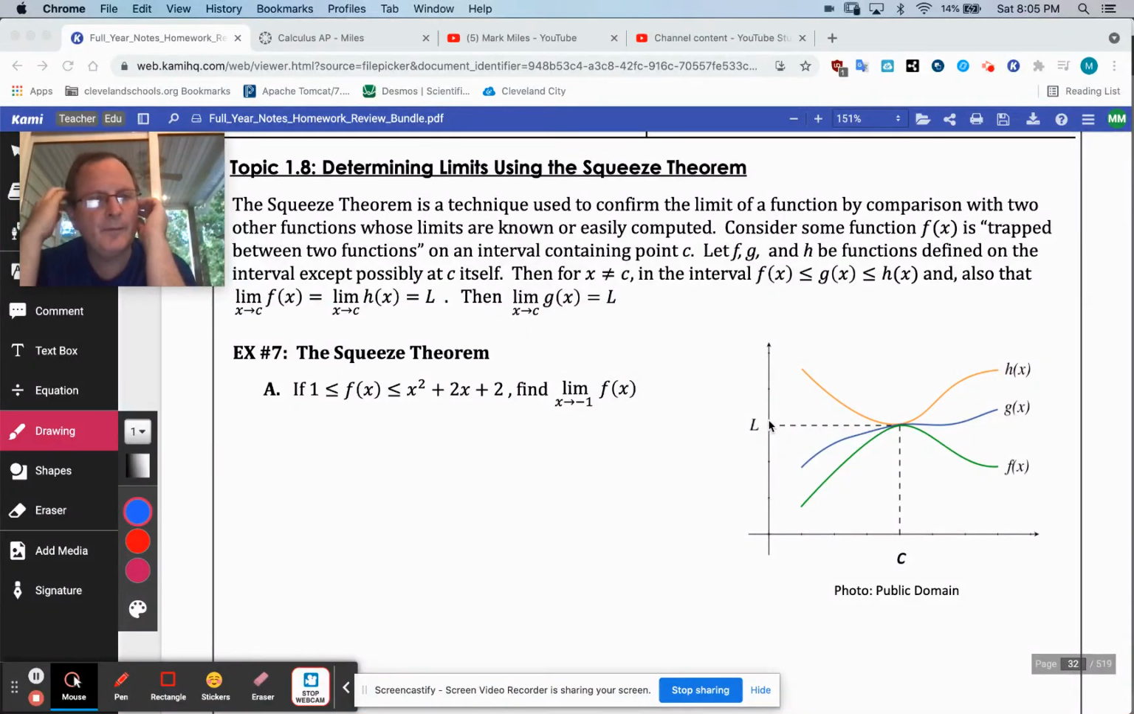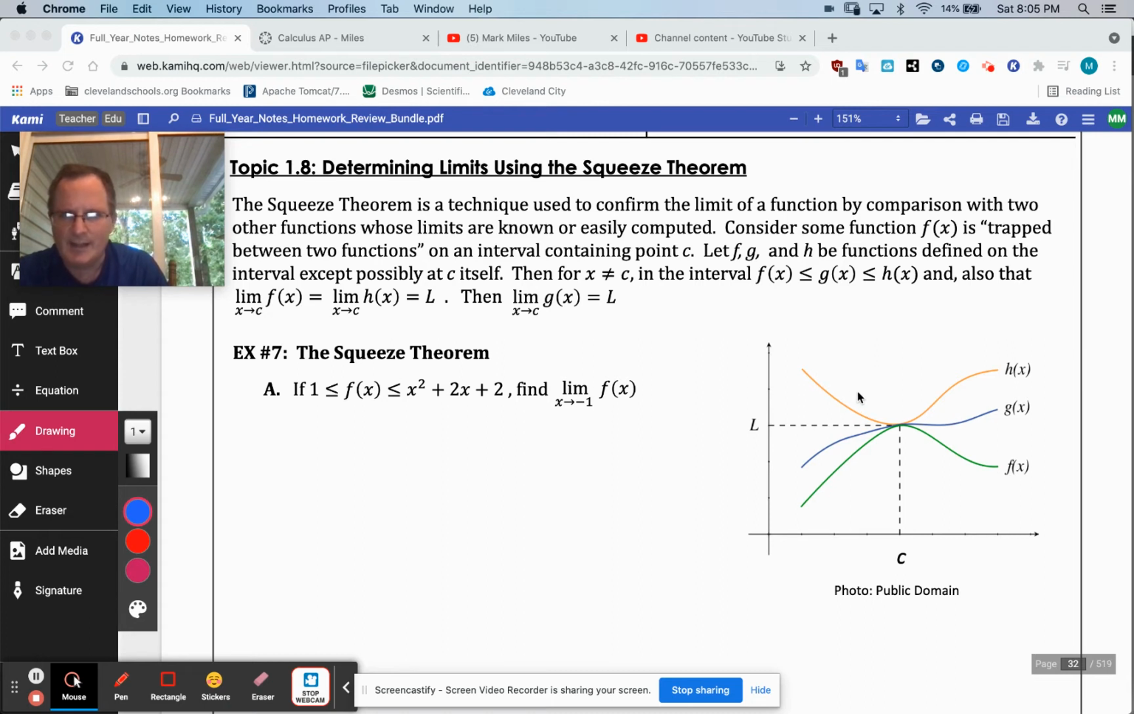Okay. The last thing in lesson 1.4 is called the squeeze theorem, and it's kind of cool. What it's talking about here is you have three functions, where one of them is always in between the other two. G of x in this picture is always between h of x and f of x. It could be equal to them, but is always between them.